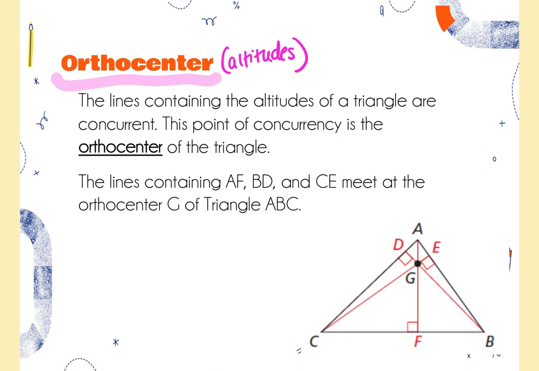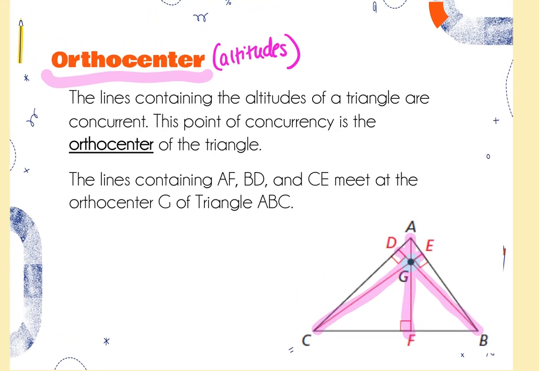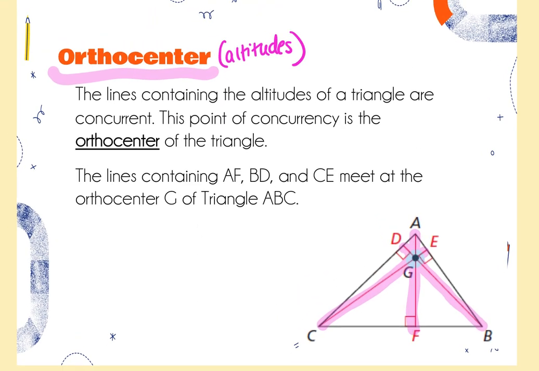And the lines containing these, like if you look in this triangle, this is an acute triangle. So here are your altitudes, and they all meet at the point G, which would be the orthocenter of the triangle. The good news about altitudes is there's no other theorem you have to learn. You just have to know that they meet, and you have to know that it's in, on, out.